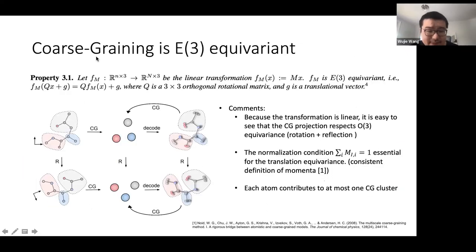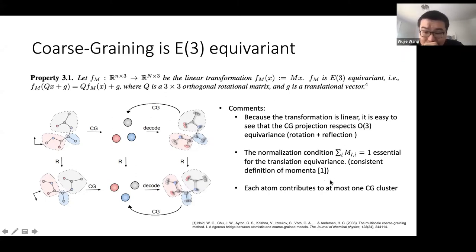So for this particle-based coarse-graining, we can show that this operator is actually E3 equivariant. The E3 equivariance includes the rotation plus reflection and also translation equivariance. It's actually very easy to show because, as I have shown, the transformation is completely linear, so it's very easy to show that the coarse-graining operation respects the rotation and reflection very nicely. There's no surprise there. You naturally have at least the rotation and reflection.